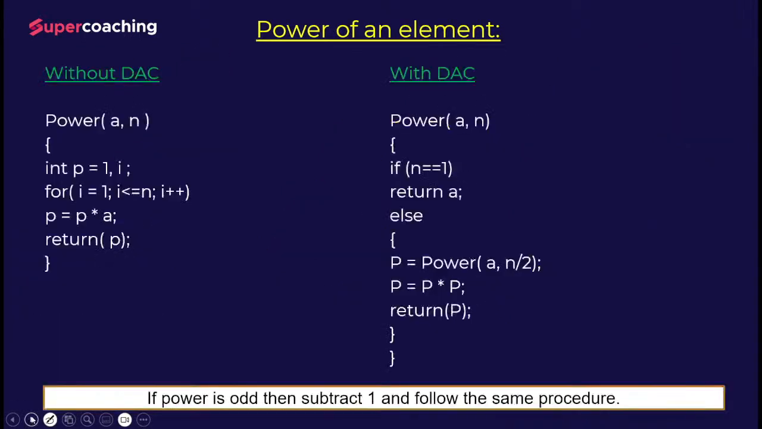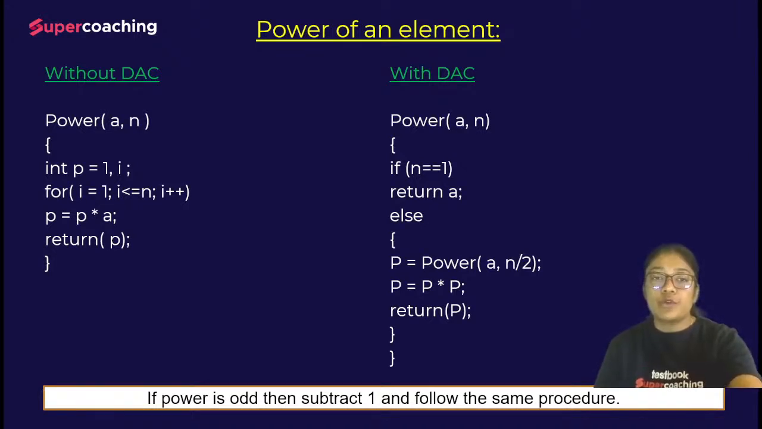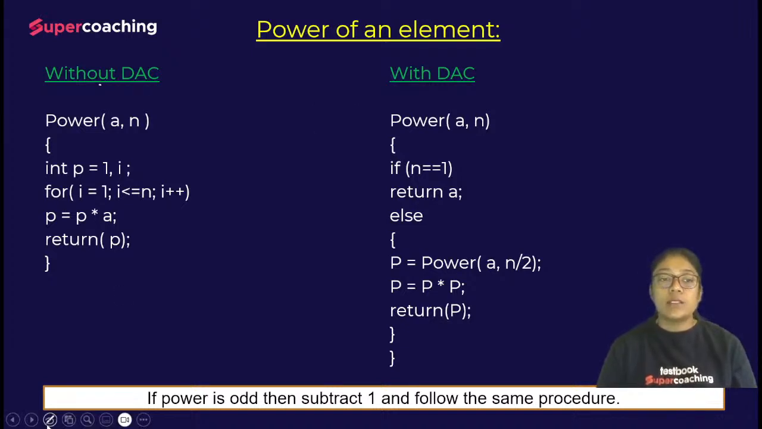So let's quickly discuss the different methods of finding the power of an element. First, finding the power of an element using the brute force method. Brute force method means without divide and conquer, and the second one is using divide and conquer. Without divide and conquer, we will be using one for loop.